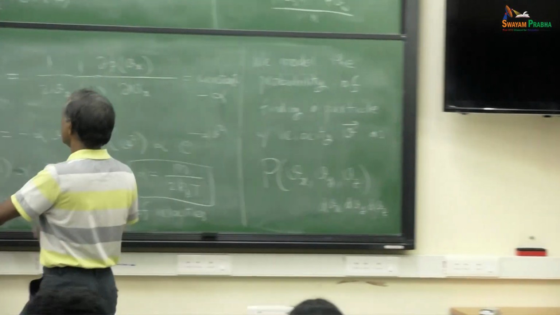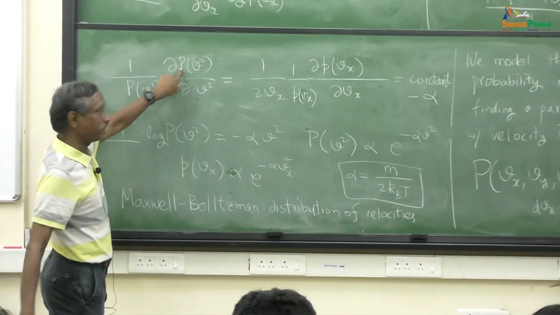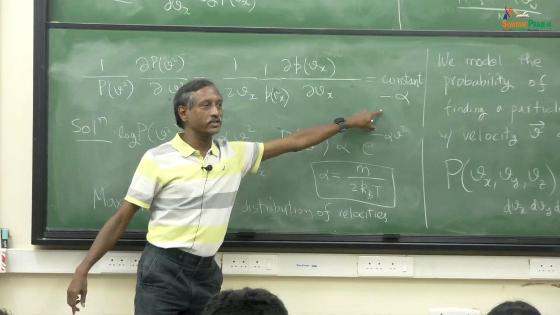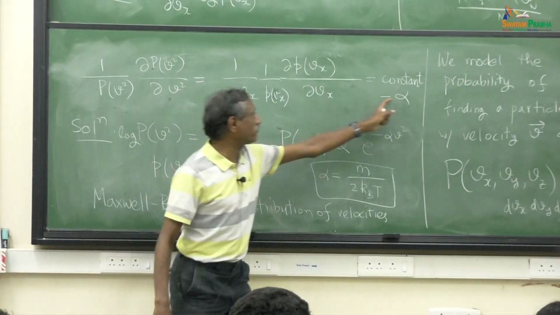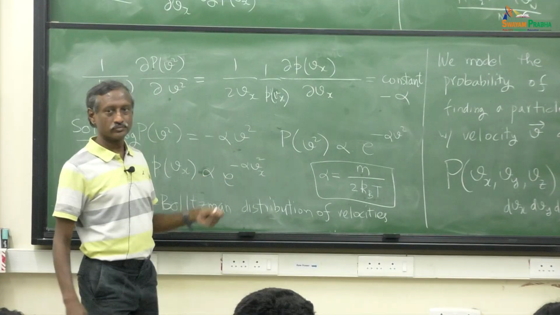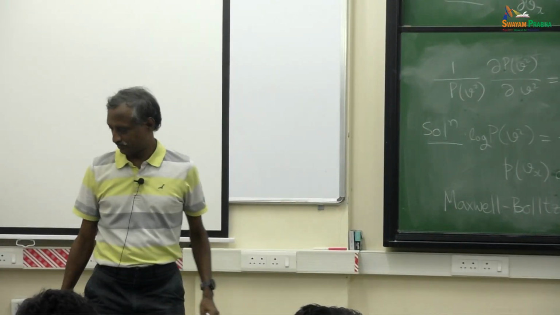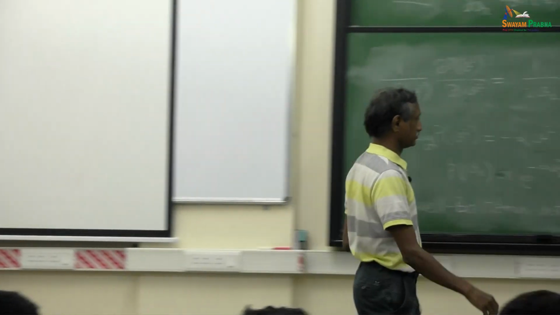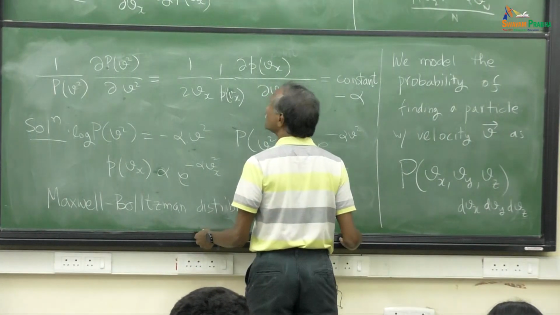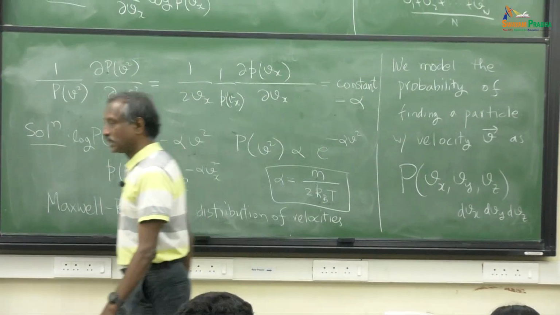Integrated once. So d by dv square of log pv equals that constant which I called minus alpha. So integrate once, it's alpha v square. Absolutely. Okay. So are there any questions?